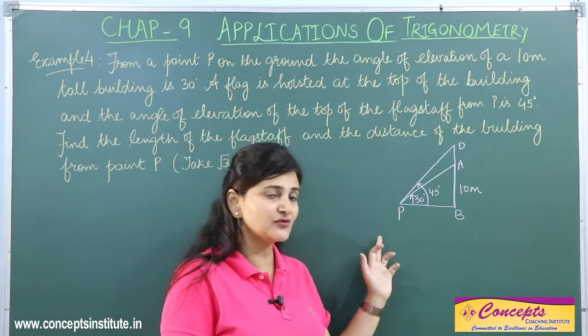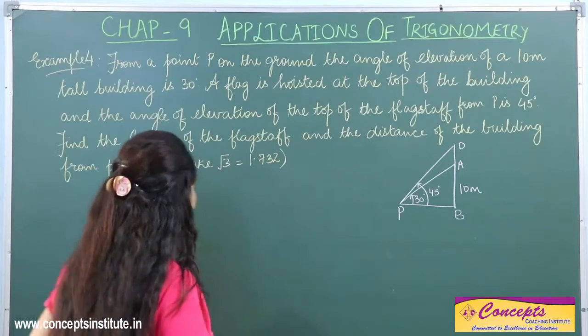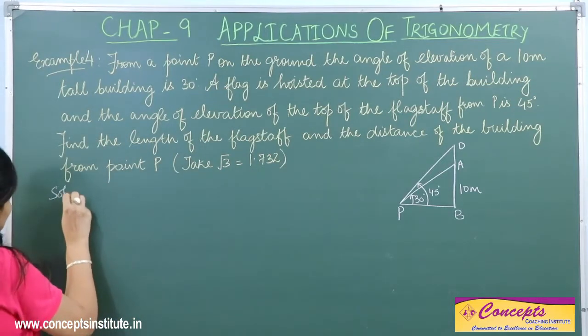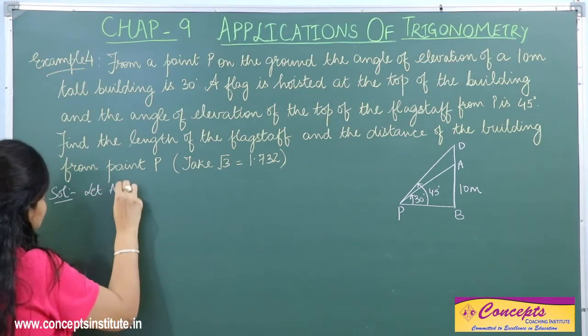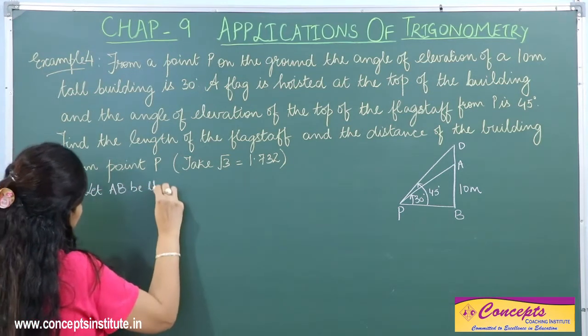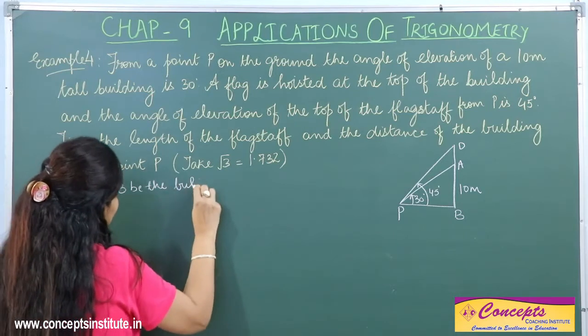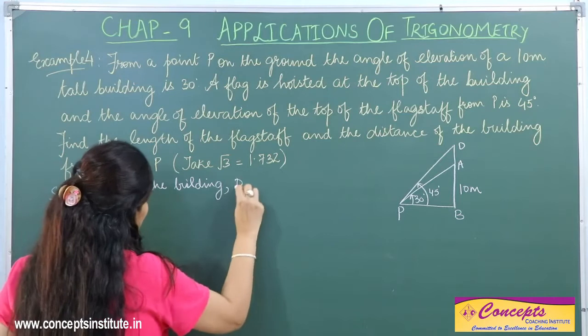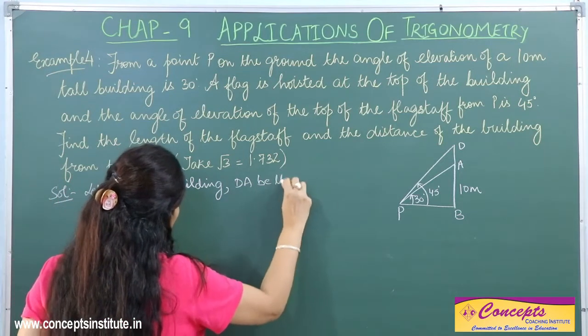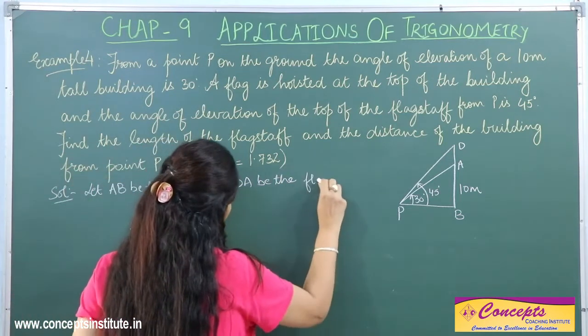Also I have to find out the distance BP. So let's see how do we go about it. In the solution, first of all I am supposed to write that let AB be the building and DA be the flagstaff, right?